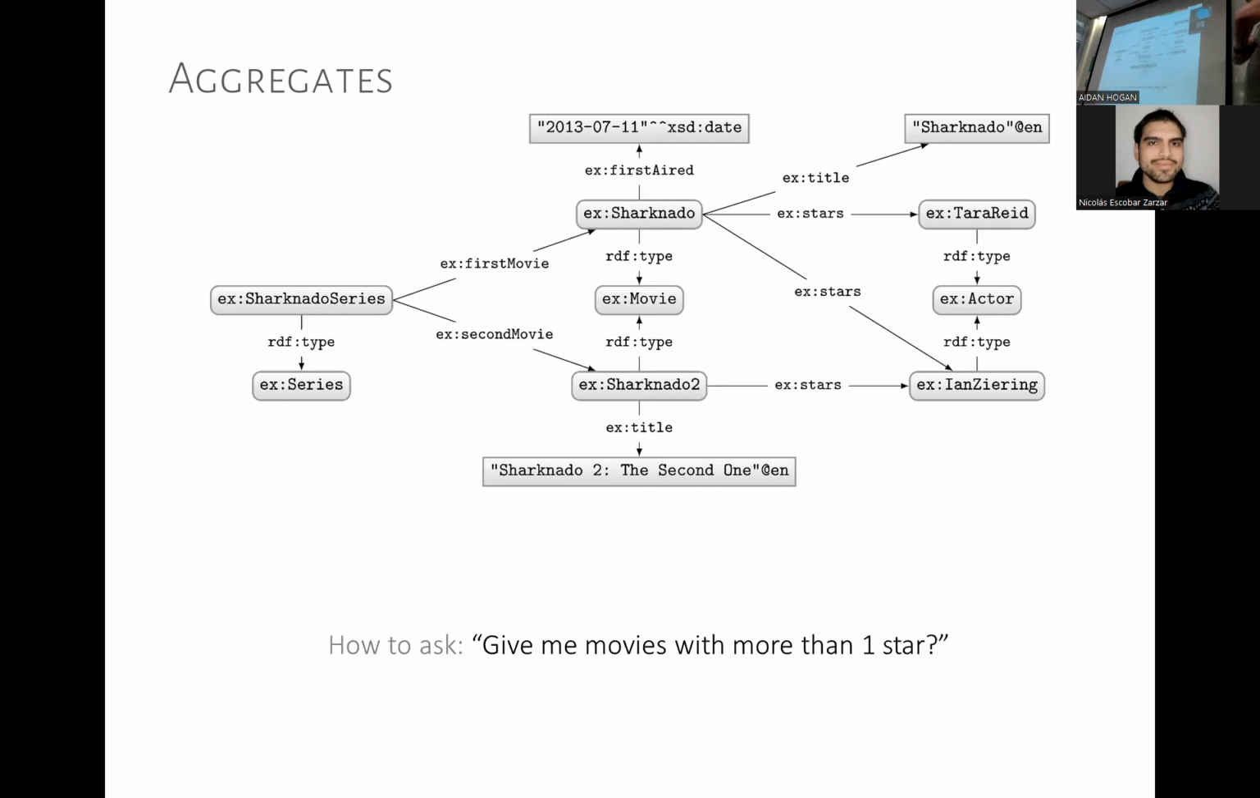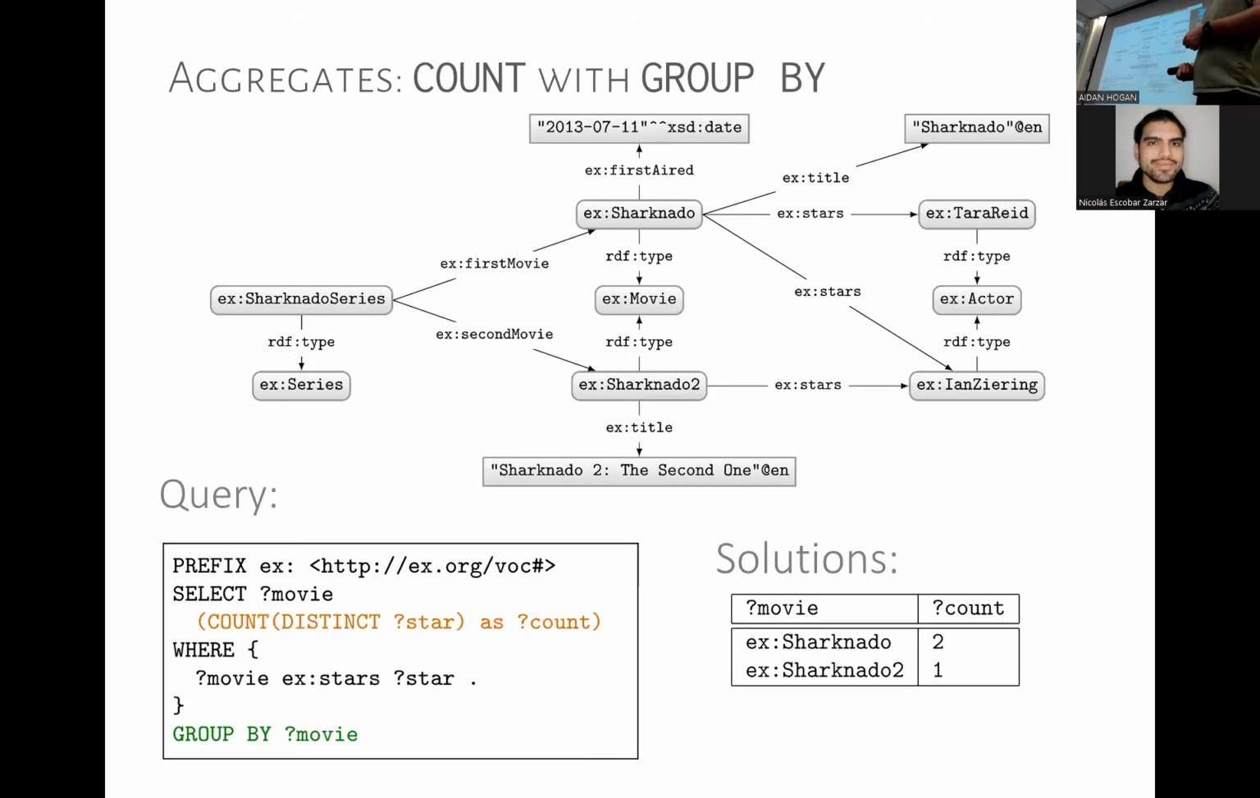Give me movies with more than 1 star. Yeah, so there's several ways to write this, but we could do it with aggregates. So we could take these results here, and then what we're looking for is to filter the movies that have more than 1 star. Yeah, so how do we do this in SQL?